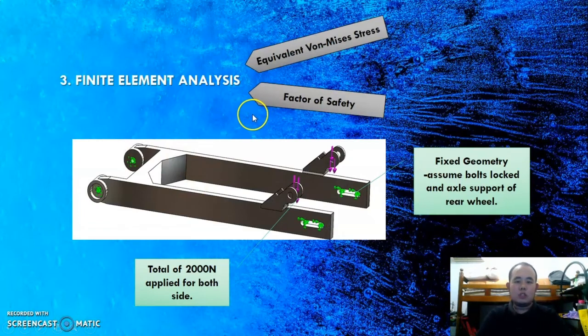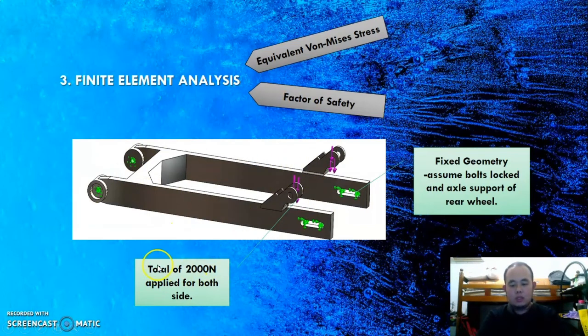And now we proceed to the third element of methodology, which is finite element analysis. It is a method for us to get the von Mises stress and also the factor of safety value. And the figure below here is the boundary condition of our swing arm.